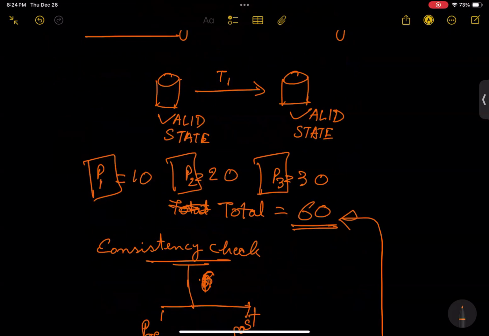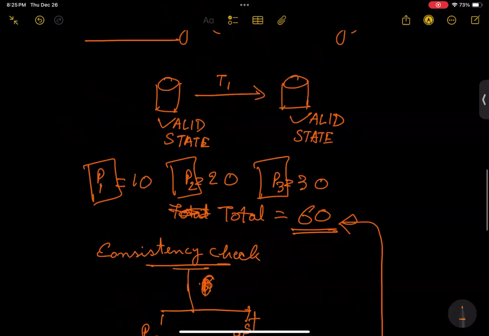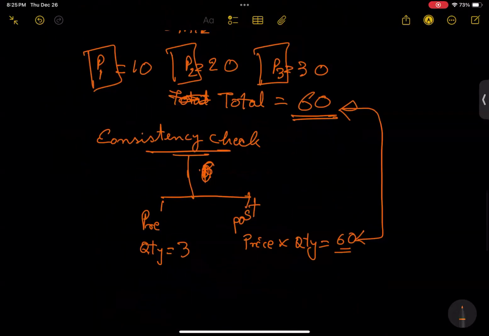So what I'm trying to say is that by definition, consistency means that my data validity, my state before the transaction and the state after the transaction is valid, right? What I wanted to show with that example is what this valid means. Valid means that there is a business rule which is governing the state of the application, right?